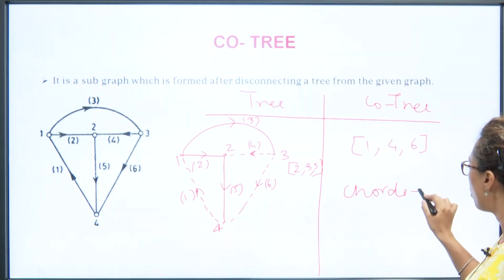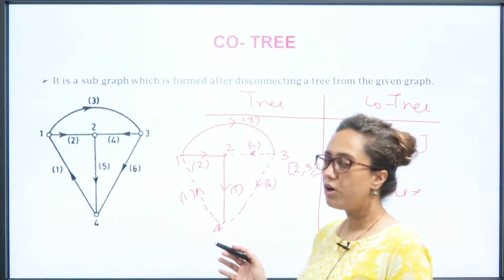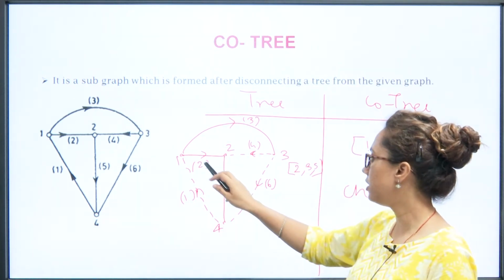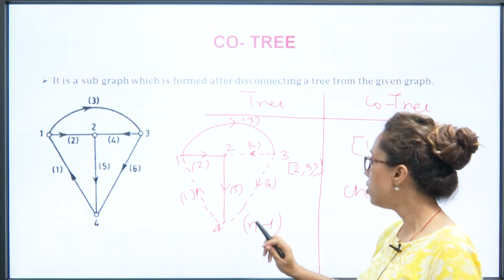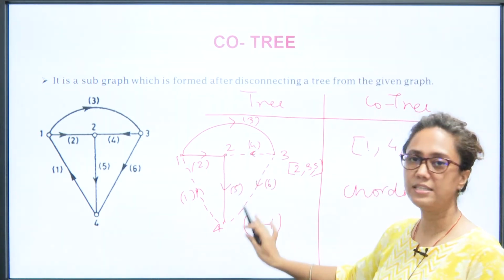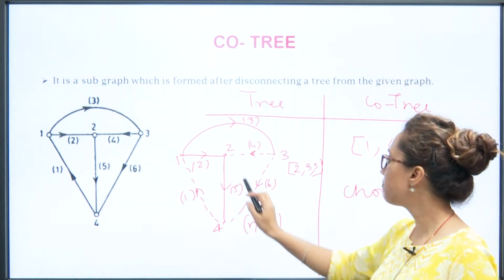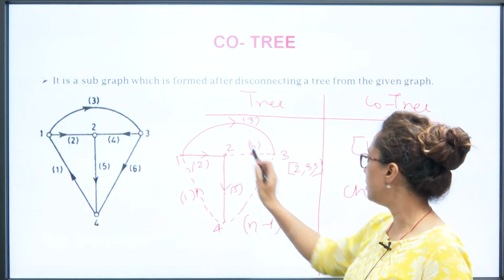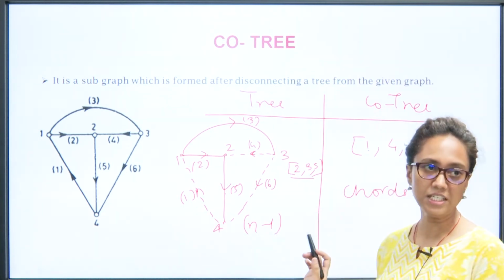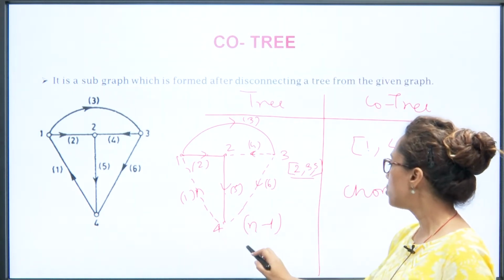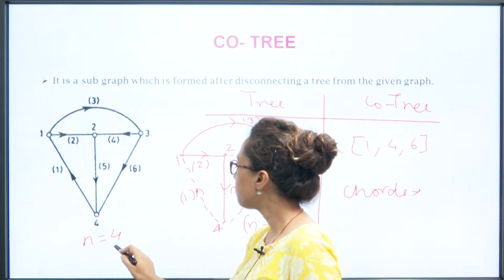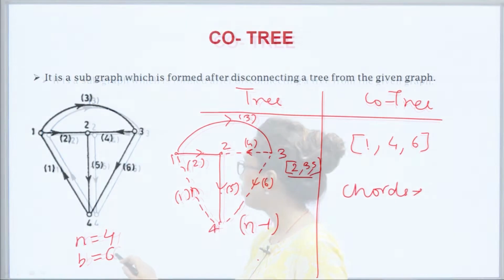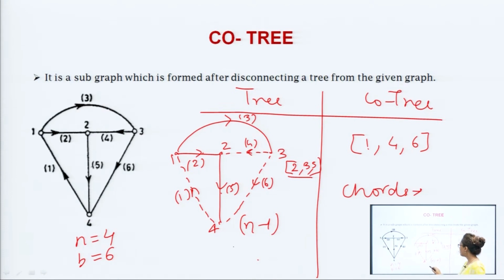It is called the chords. And now, we have already seen the branch numbers. The tree branch is nothing but n minus 1, right. So, suppose for example, if you take this tree and co-tree sets, there are 1, 2, 3, that is 2, 3, 5 as the tree branches, it is called the twigs. So, basically in this figure n is equal to 4 and the number of branches b is equal to 6, right. So, n minus 1 is 4 minus 1, that is equal to 3.